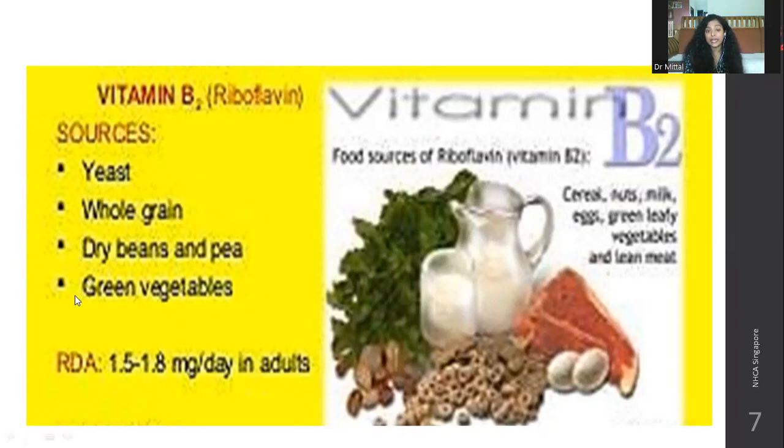And normocytic anemia: the type of anemia associated with riboflavin deficiency is normocytic anemia. Can anyone understand the meaning of normocytic? People who are from a medical background, you can guess. It's a medical terminology, normocytic.